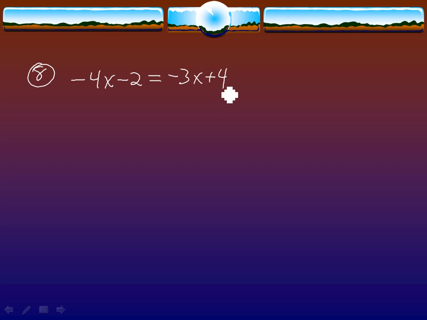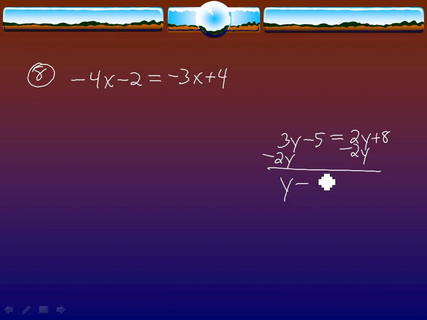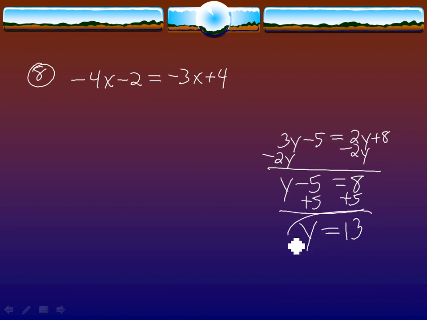Somebody solve for x and figure that out, and I'll do the y. What's the y equation we could set up? 3y minus 5 equals 2y plus 8. Here we're going to subtract 2y on both sides. You end up with y minus 5 equals 8. Add 5 on both sides. Y equals 13. X equals negative 6. Everybody agree with that? 6.